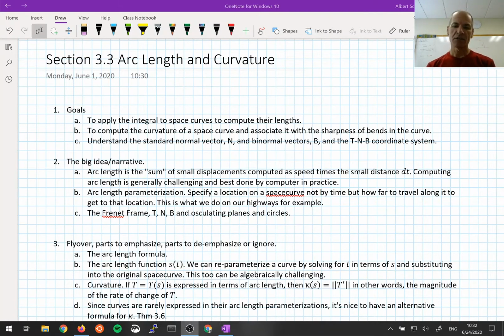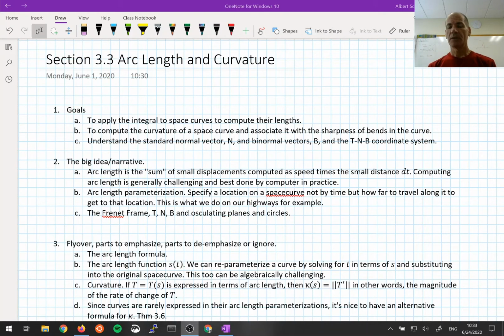There's a nice animation of Frenet frames that I'll include, and I'll also connect it to the idea of sending space probes out into deep space, which is very closely related to space curves that we're studying now, and the Frenet frame, etc. What are the big takeaways here? What are the goals? I want you to be able to integrate space curves in order to compute their lengths.